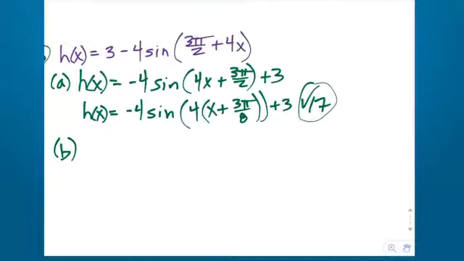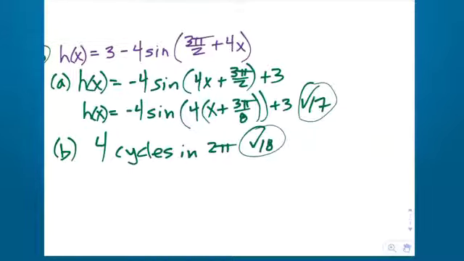How many cycles in 2 pi? 4. Check. Okay. 4 cycles in 2 pi. If you're going to put 4 cycles, you probably should then put 4 cycles in 2 pi. But anyway, 4 is okay, because I only asked one question here.